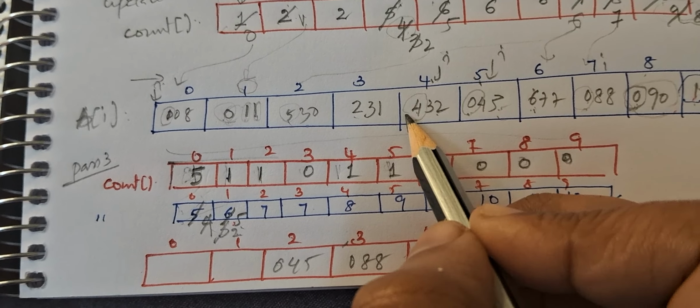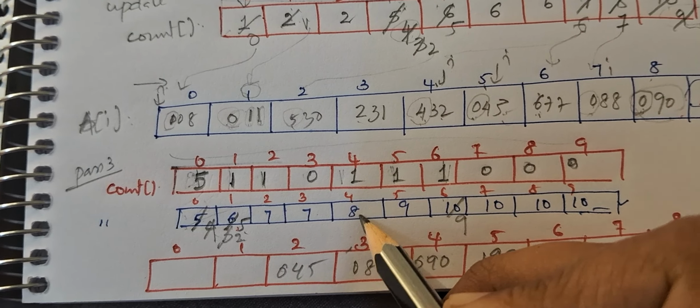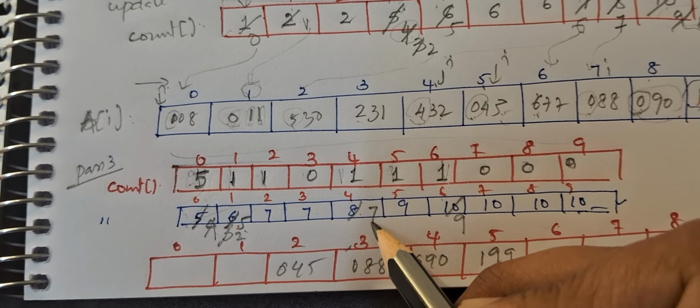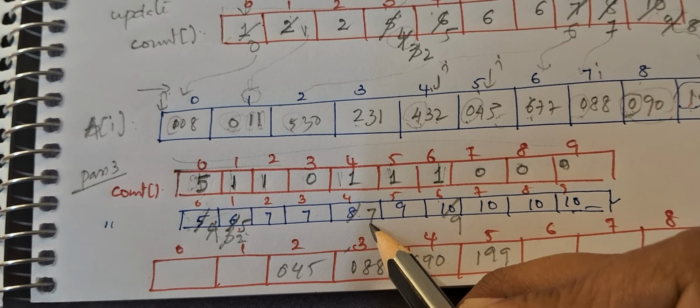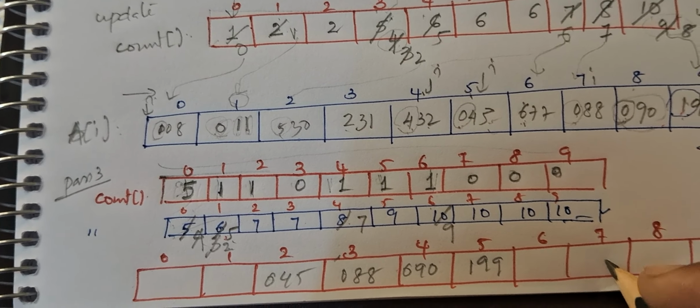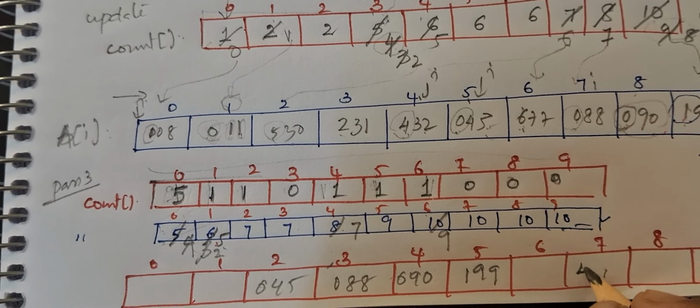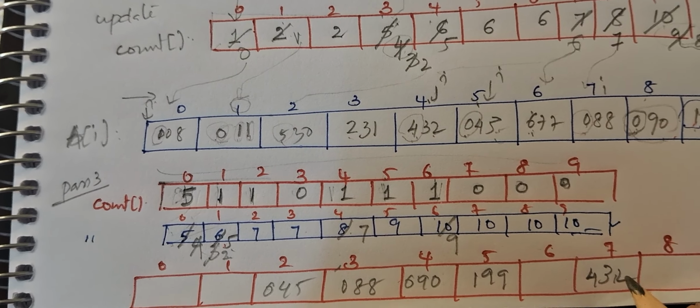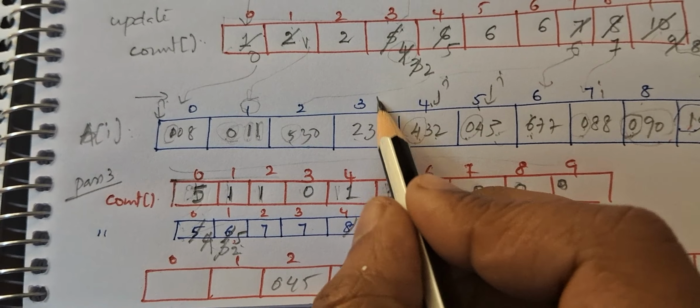We are taking the MSB only. So index 4, go to index 4, decrement the value by 1. Okay, that is 8 minus 1, which is equal to 7. Go to 7th index of final array and store the result, 432. Okay, then next is I is pointing here.